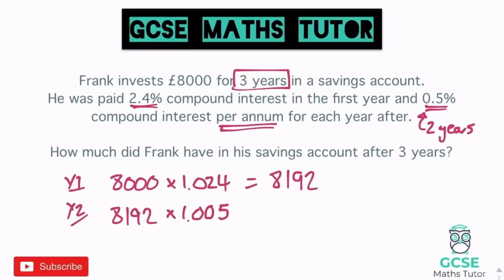Now it's 2 years at that rate, so we are going to put a power of 2 to make sure we get the 2 years there, and we'll see what we get. So 8,192 multiplied by 1.005 to the power of 2, and that gives us our result here. So we have £8,274, and to the nearest penny it's 12p. It doesn't say how much interest does he earn, it says how much does he have, so that's our final answer there, £8,274 and 12p.